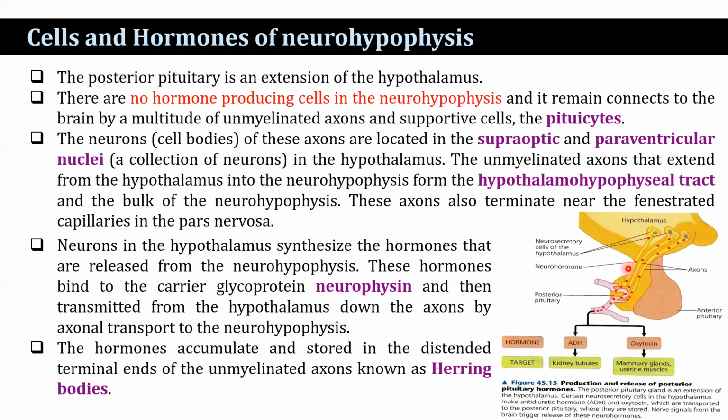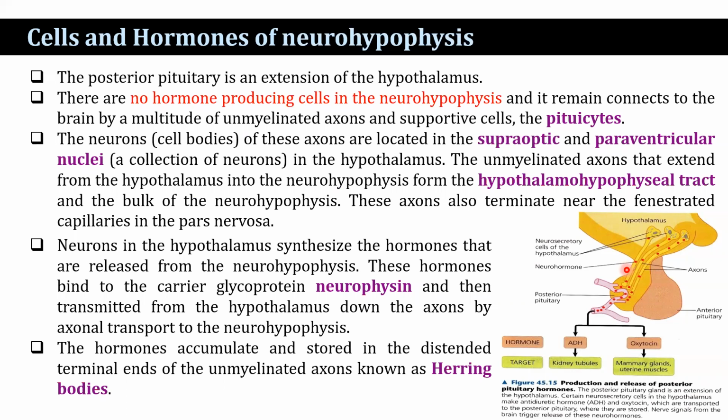Now, what are the cells, types, and hormones of the neurohypophysis? The posterior pituitary is actually an extension of the hypothalamus. There are no hormone producing cells in the neurohypophysis. It remains connected to the brain by a multitude of unmyelinated axons and supportive tissue, that is pituicytes. Pituicytes are irregular in shape with many branches and resemble glial cells. Their nuclei are round or oval, and pigment granules are present in the cytoplasm.